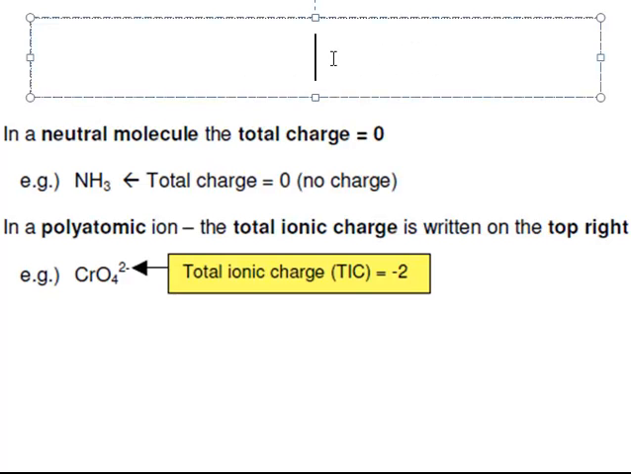So this is our rule number 6. That's our final rule. And the final rule is whenever there's a neutral molecule, it has no charge. We can see here it's neutral, the charge is 0. So that's like NH3, and in a polyatomic ion, the charge is whatever the charge is on the top right hand corner.